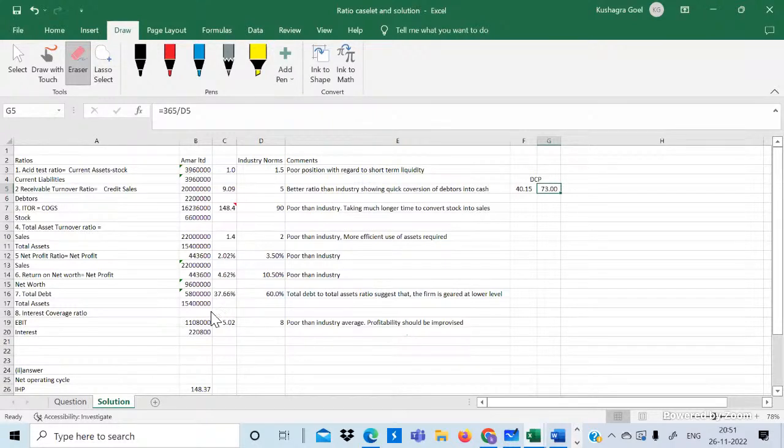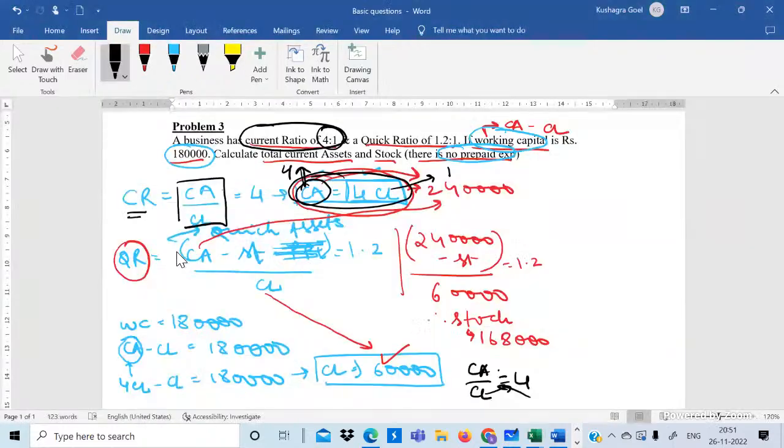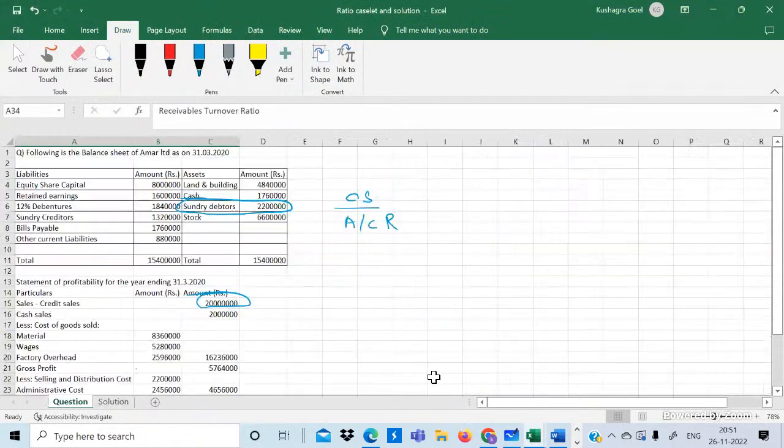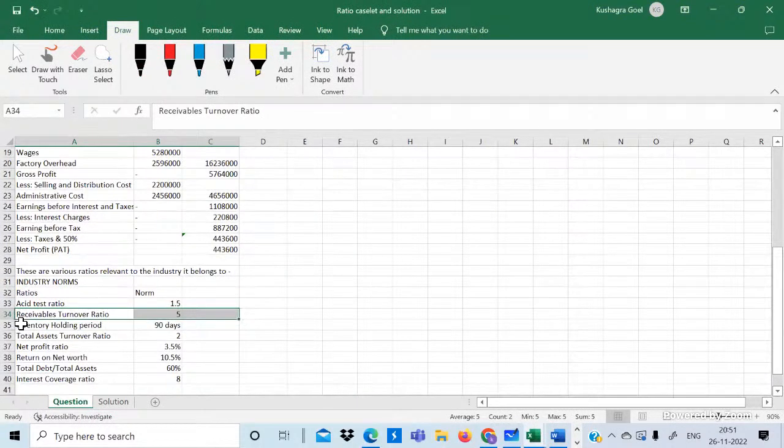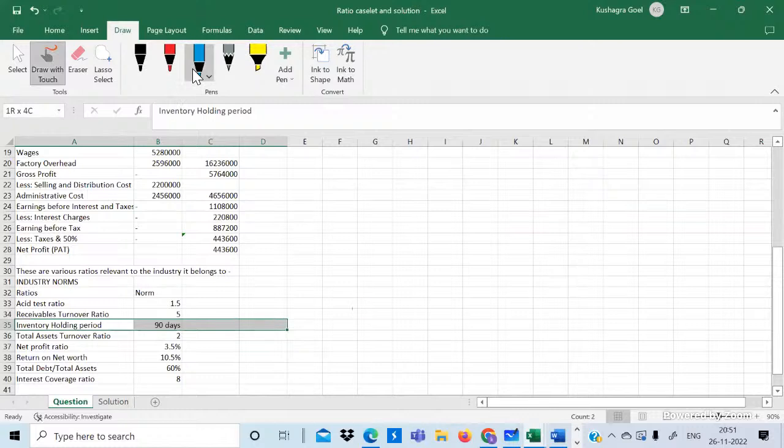Okay. Then let's look at the next ratio. Next ratio is, I think, which one is it? Let's go back to the question. Inventory holding period. So I need to calculate inventory holding period. How do I calculate inventory holding period? Inventory holding period will be nothing but 365 divided by inventory turnover ratio.